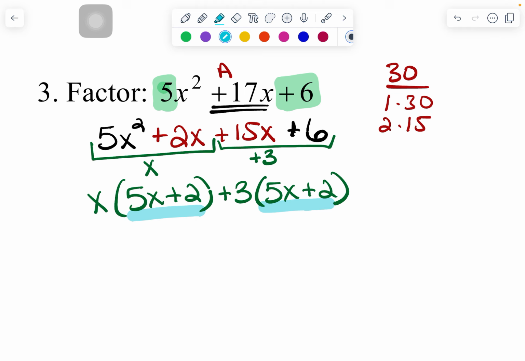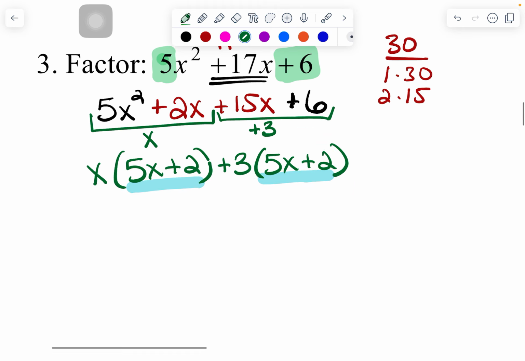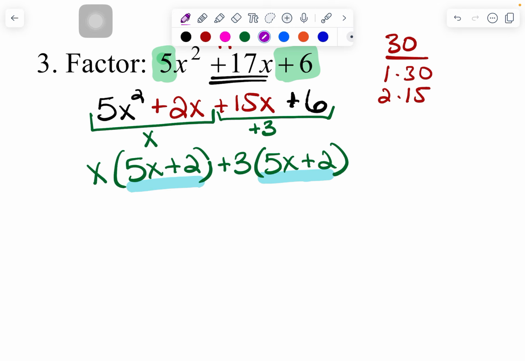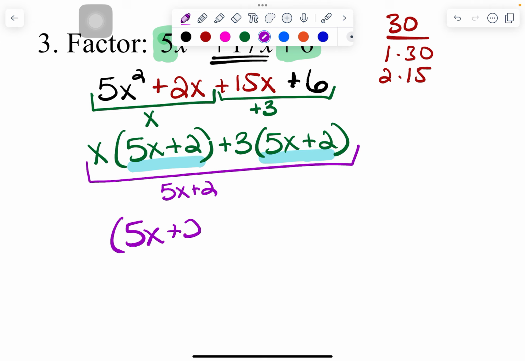So what should happen with your factor by grouping is that when you take out the GCF of the first 2 and you take out the GCF of the second 2, you should be left with identical leftovers, for lack of a better term. These parentheses sets should be and need to be the same thing, because now what you're going to do is factor out the GCF across the entire problem. And the GCF across the entire problem is that identical factor that this part of your problem had and that part of the problem had. So that identical factor, 5x plus 2.